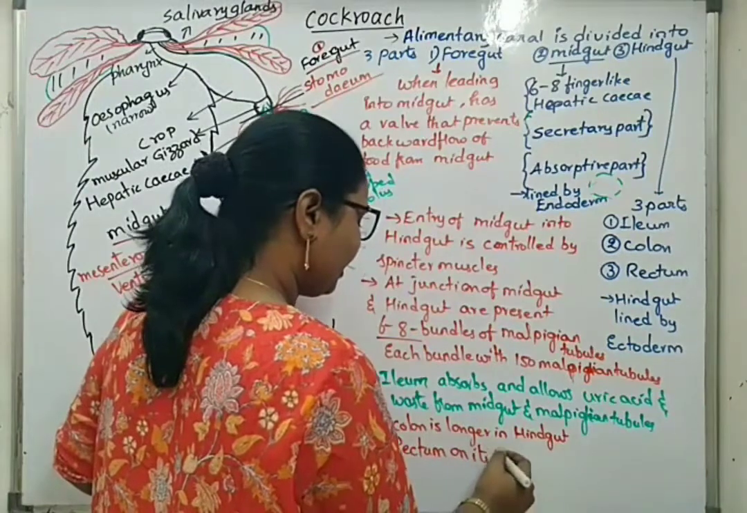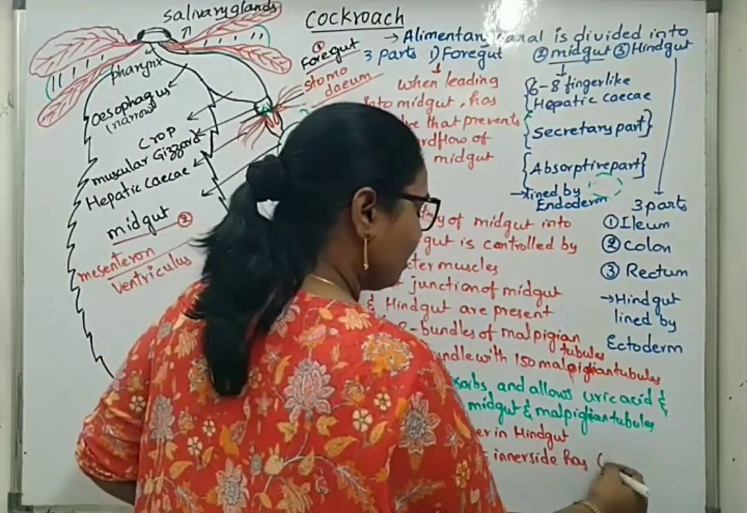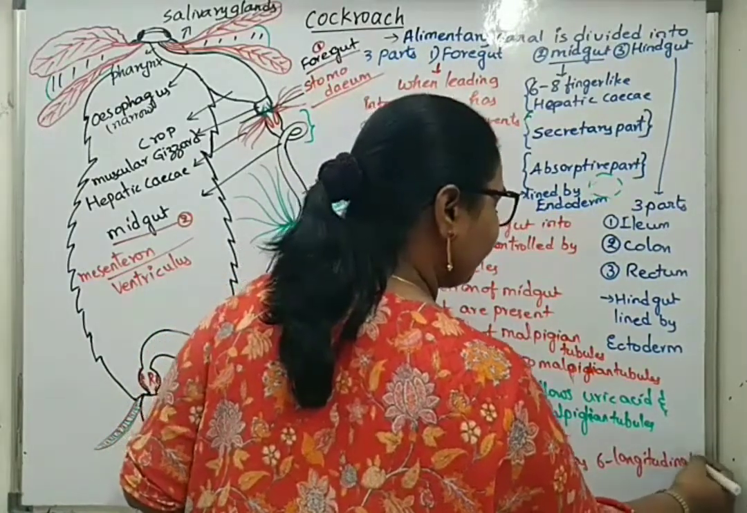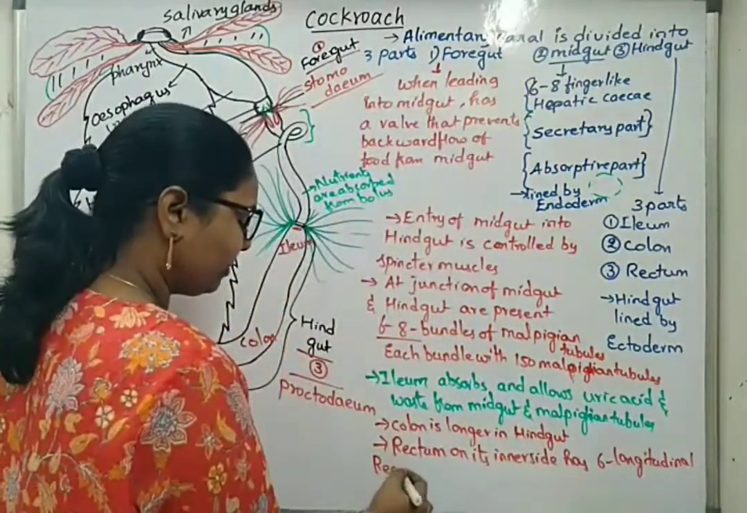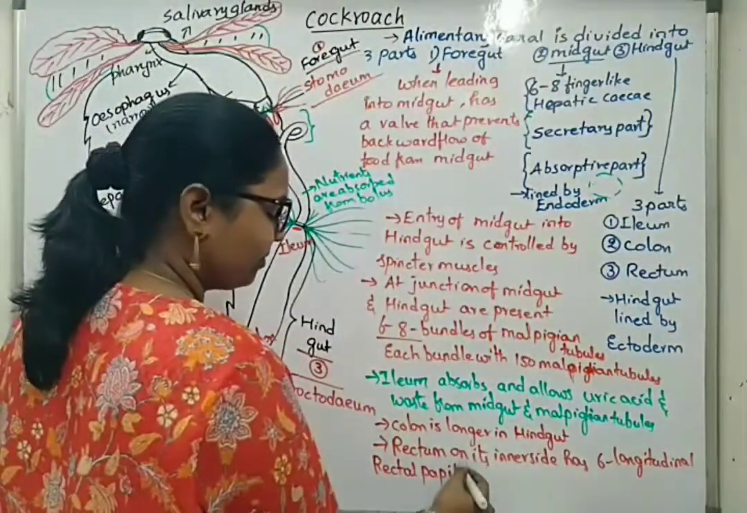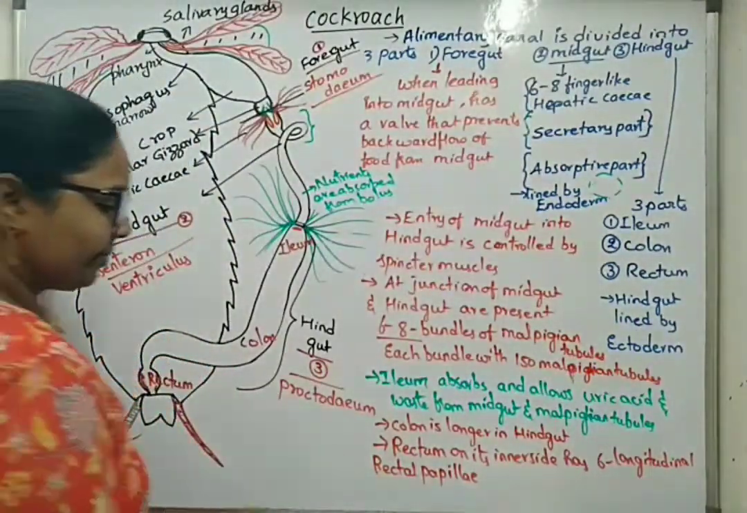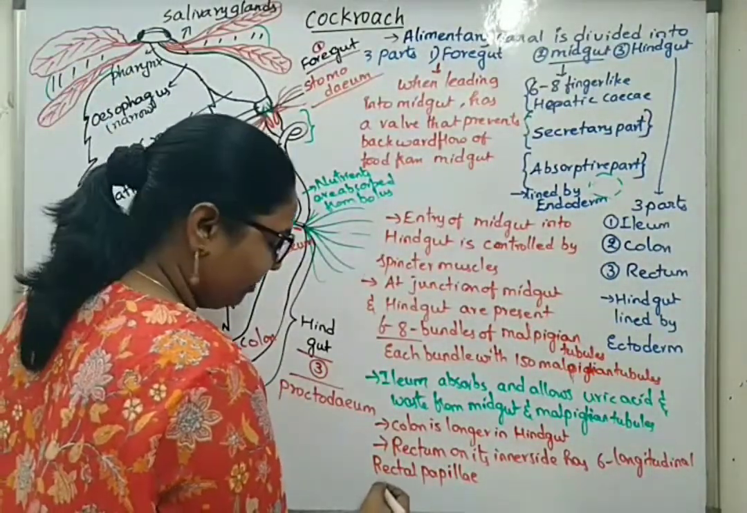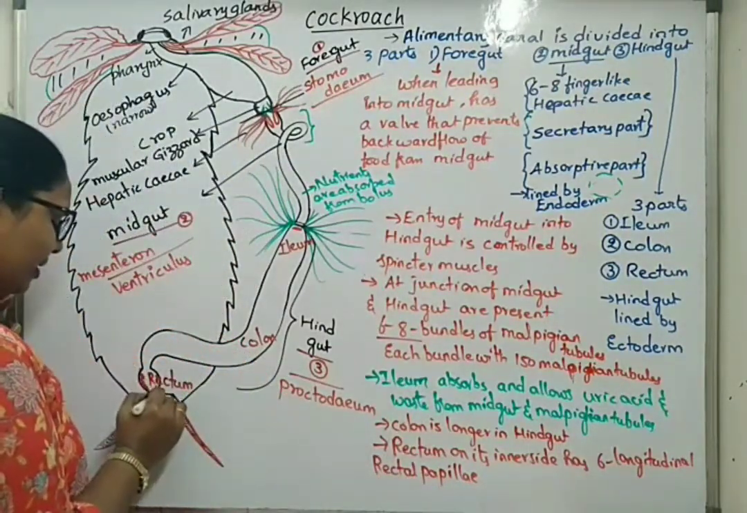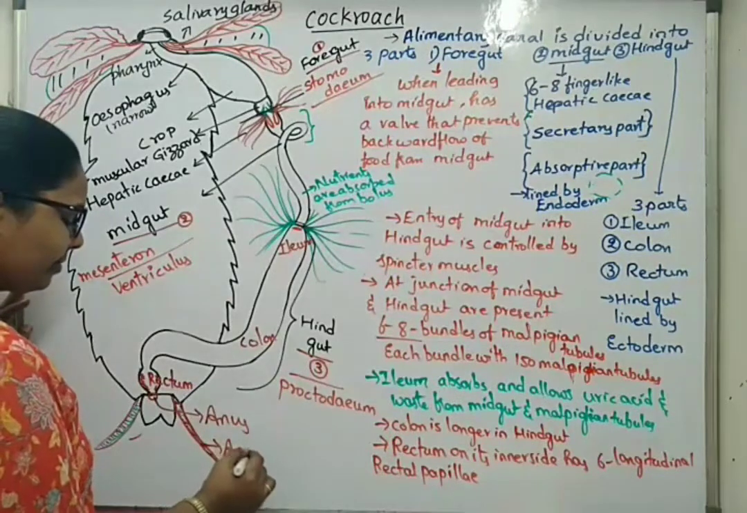On its inner side it has 6 longitudinal rectal papillae. These are a type of thick muscles. 6 rectal papillae. Next, the waste material is excreted through the anus region. These are anal cells.